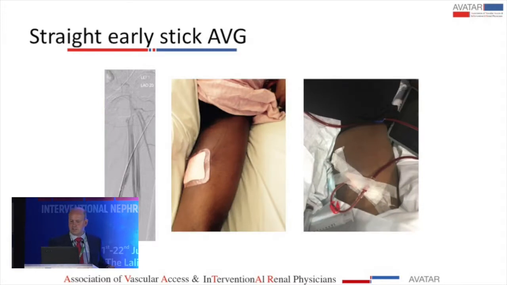So this is a straight early stick AV graft in a lady with mixed connective tissue disorder. She was on lines for about 20 years.